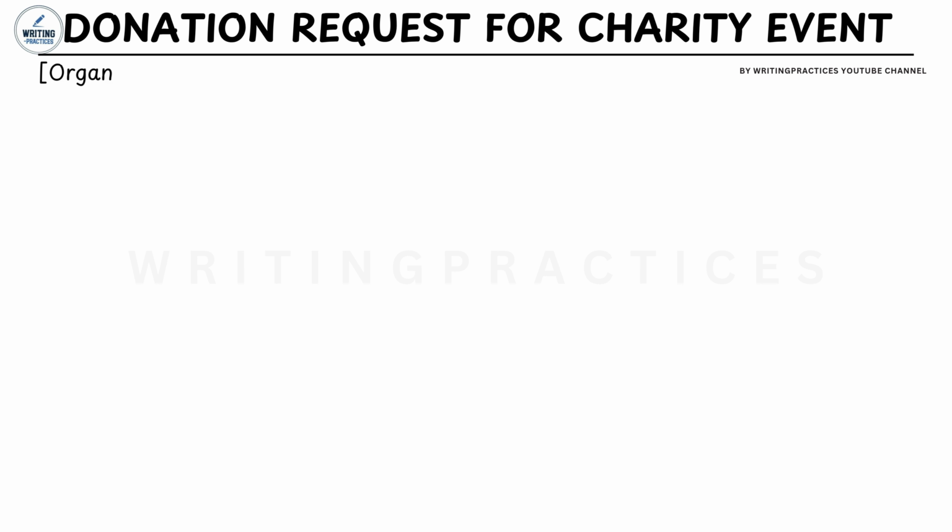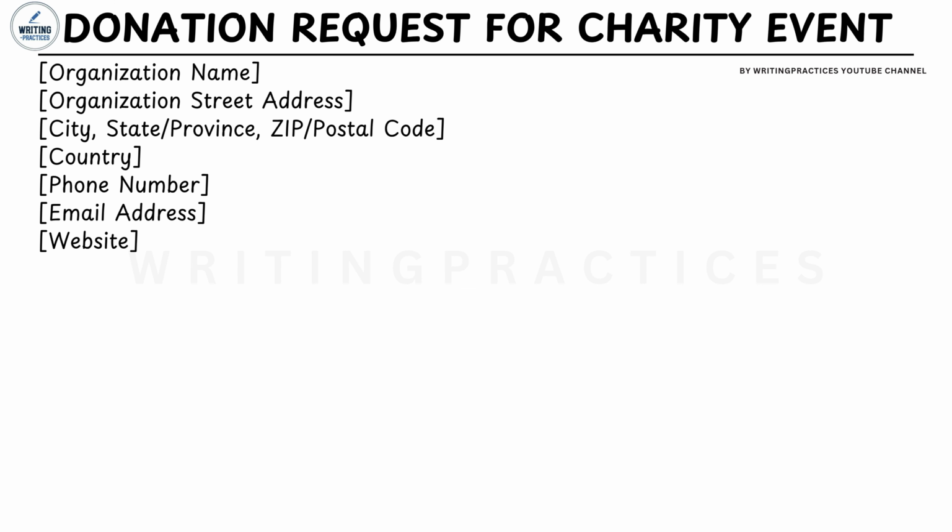Sender information. Start by writing your organization's contact information at the top of the letter. For example, Hope Together Foundation, 125 Community Avenue, Denver, CO 80202, United States, 303-555-2481. info@hopetogether.org. www.hopetogether.org. This section identifies the organization requesting support and provides donors with reliable contact information should they wish to ask questions or verify your organization. Complete contact details also help build credibility and trust.